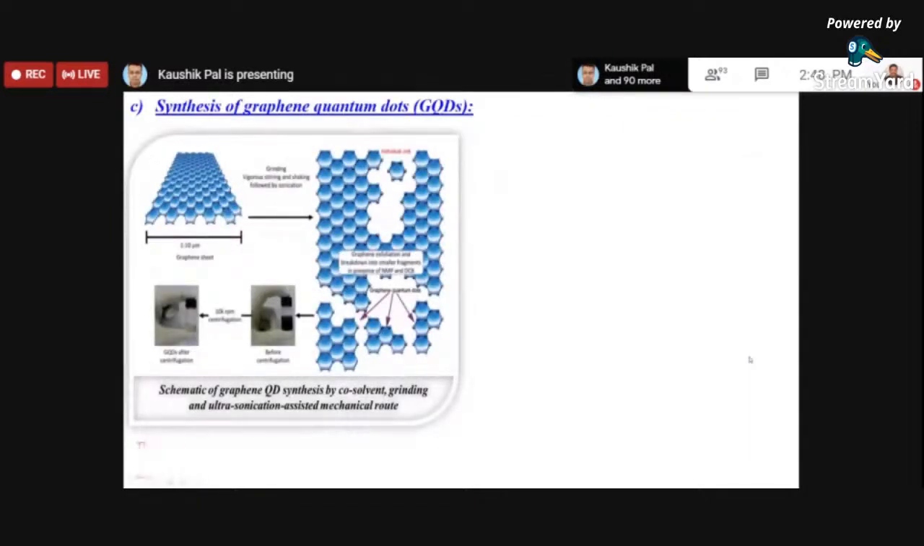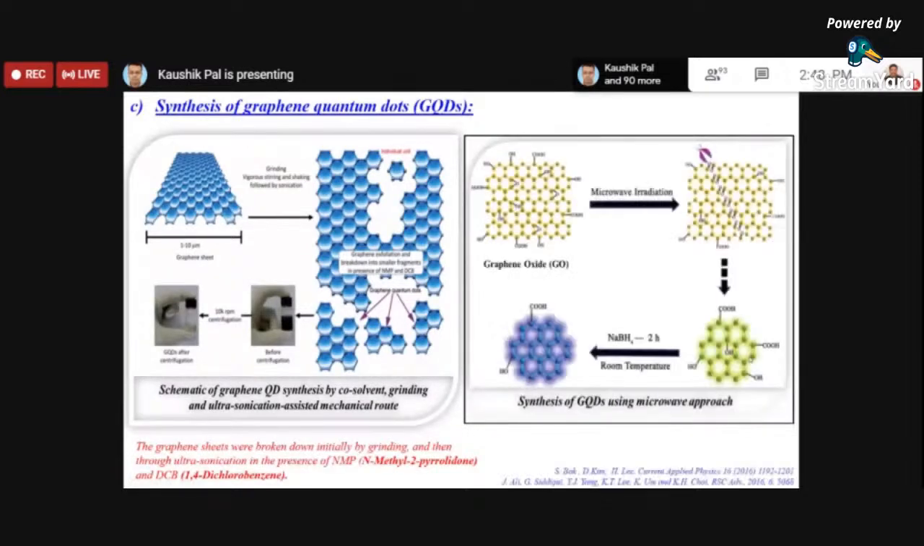Now, how are people doing the graphene quantum dot synthesis? Basically, there are so many methods. They take the graphene sheets, grind them, do vigorous stirring and shaking, followed by sonication methods. Simply, they are tearing small portions from the graphene sheets itself. Then comes centrifugation, and after 10,000 RPM centrifugation, they get GQDs, and you can see the liquid color. It is almost transparent, but still the quantum dots are present there.